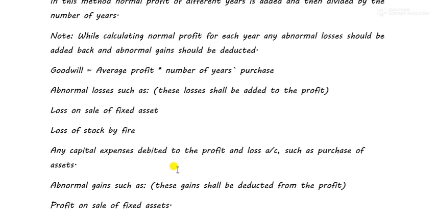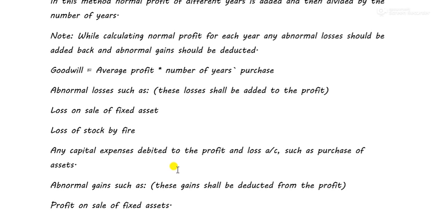Last, any capital expenses debited to the profit and loss account means a mistake. The accountant makes a mistake and debits the price of machinery as wages. He purchases machinery for 2 lakhs, and by mistake he puts the amount in the profit and loss account and writes it to the wages account. This is a mistake. So what is to be done? 2 lakh is to be added to the profit given. That will give you your net profit.